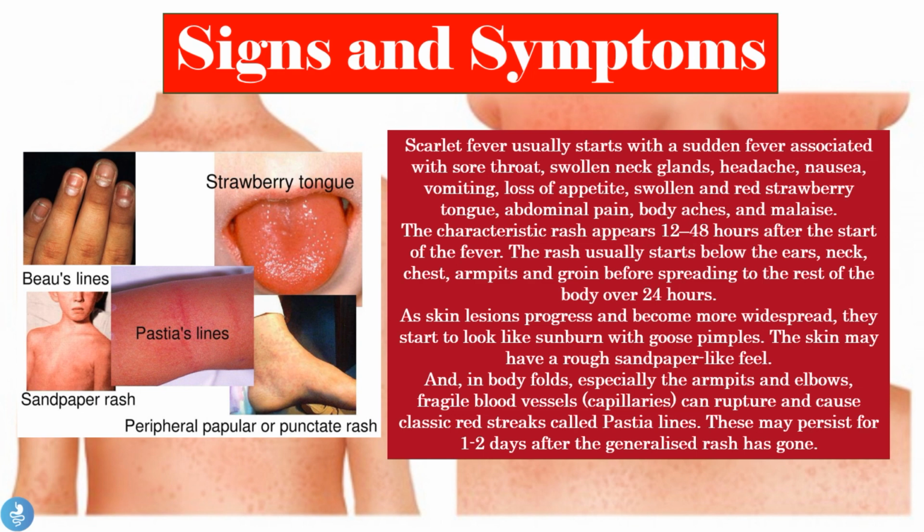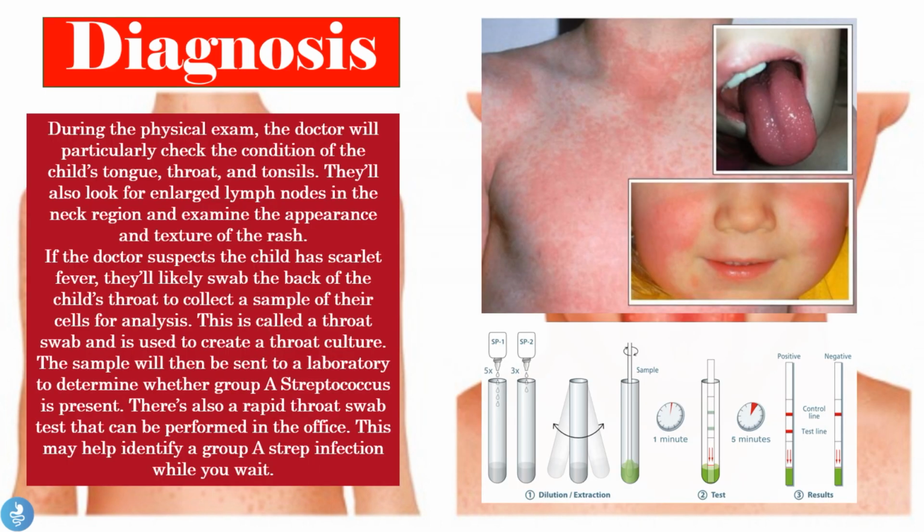So moving on, let's talk a little more about the diagnosis of this disease. During the physical exam, the doctor will particularly check the condition of the child's tongue, throat, and tonsils. They will also look for enlarged lymph nodes in the neck region and examine the appearance and texture of the rash. So we're going to look for the specific clinical signs of this disease, which is that sandpaper rash, the strawberry tongue, also the enlarged lymph nodes in the neck region, swollen or red throat and tonsils, etc.